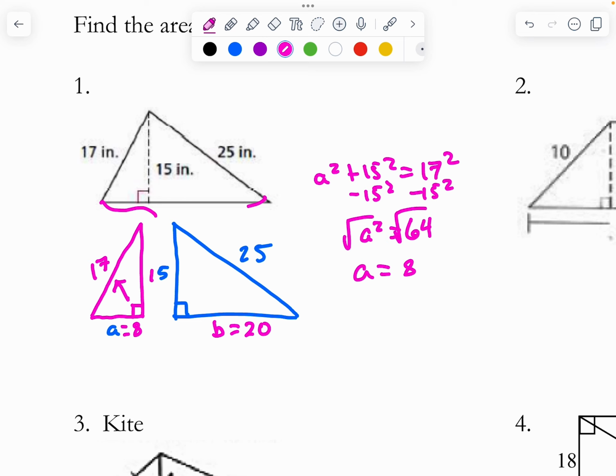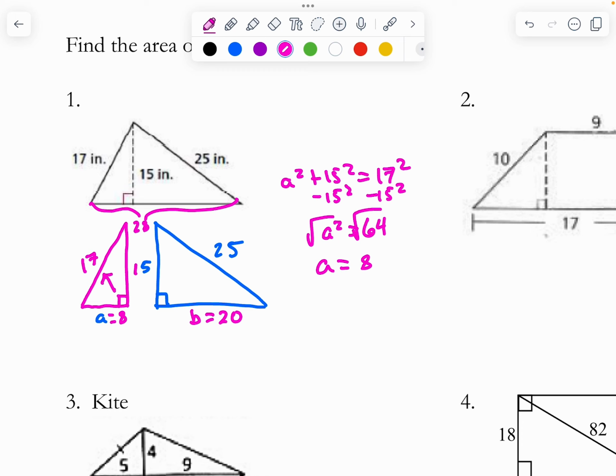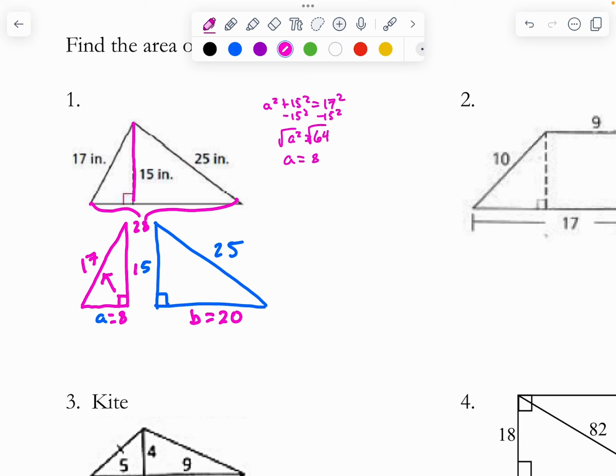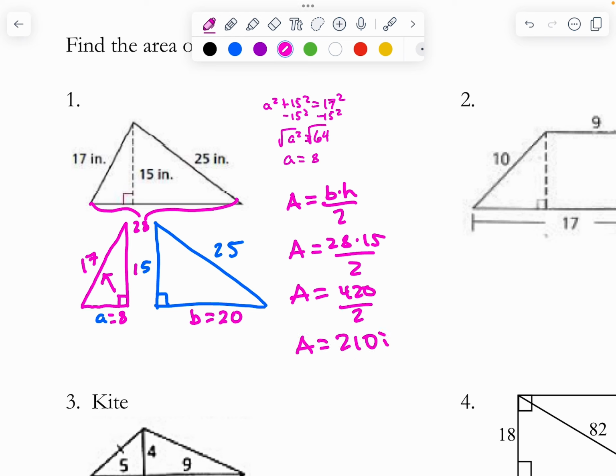So that means my total base here is going to be 28. Now that I have that base, I know my height. Remember, your height is this altitude right here. What we're going to do is take the area of a triangle, which is base times height divided by 2. So the area of my triangle is going to be 28 times 15 divided by 2. 28 times 15 is 420, divided by 2. Area is equal to 210 inches squared. And that's my answer.